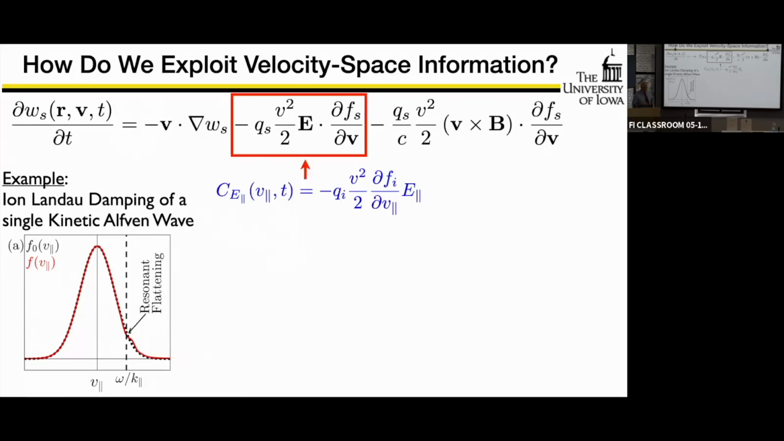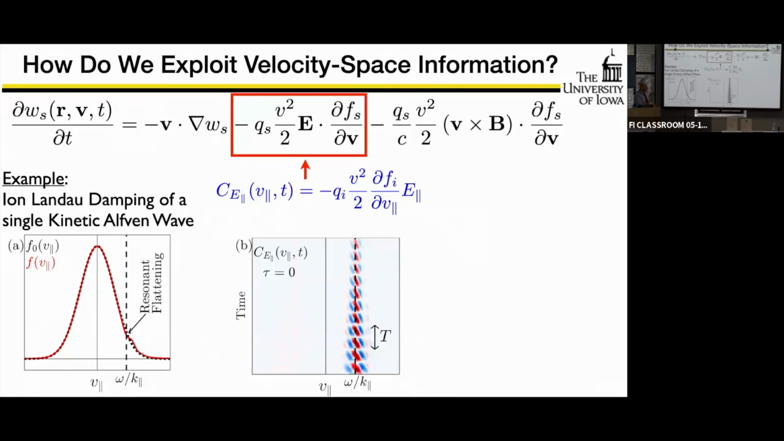So what do we do here? Well, what I want to do is I want to evaluate this term. So I define what I call the field particle correlation, because I've got the particles in the distribution function, the fields here. I'm going to focus on the parallel component because that's what mediates Landau damping. So it's a parallel contribution to this dot product here. So I've got this term. So what I can do is I can evaluate this term as a function of parallel velocity and also as a function of time vertically.